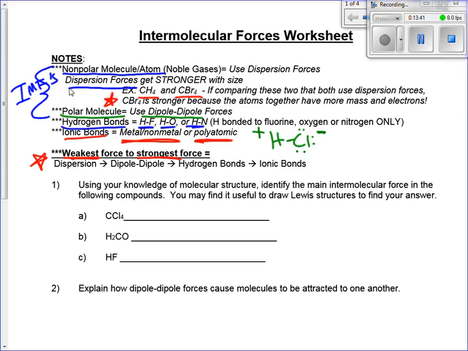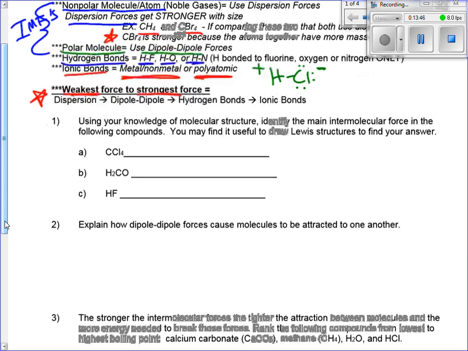So let's talk about some examples here. Using your knowledge of molecular structure, identify the main intermolecular force. Because we said, everything has dispersion. Water even has dipole-dipole, but its predominant one would be hydrogen bonding because it's the strongest out of the 3. So in water, the most predominant one would be hydrogen bonding.